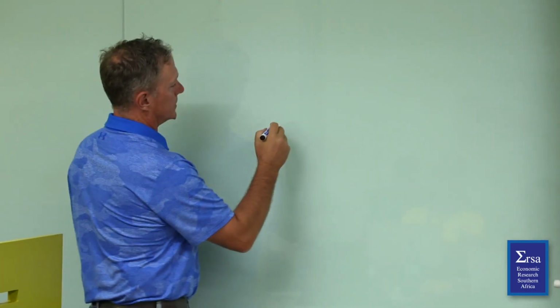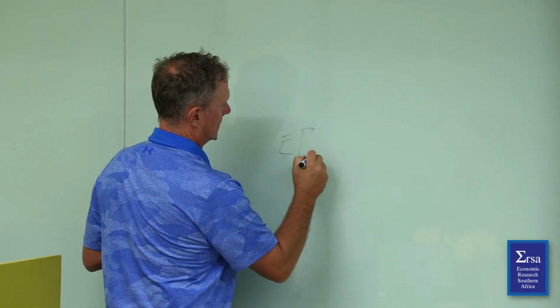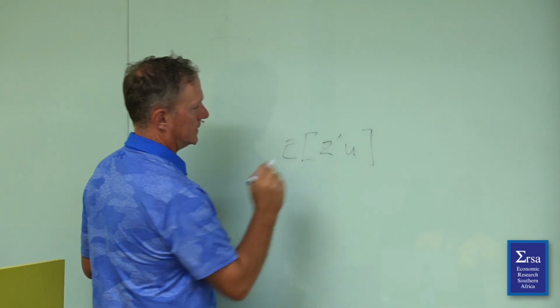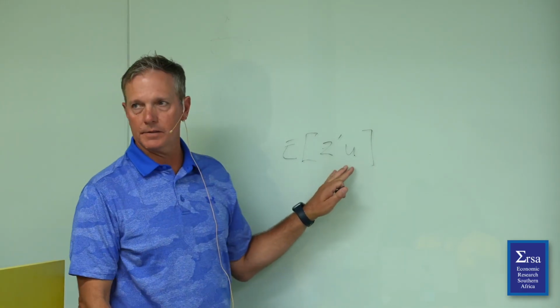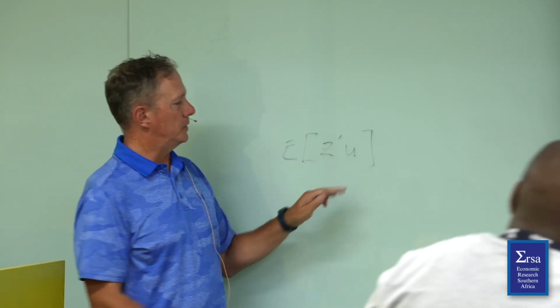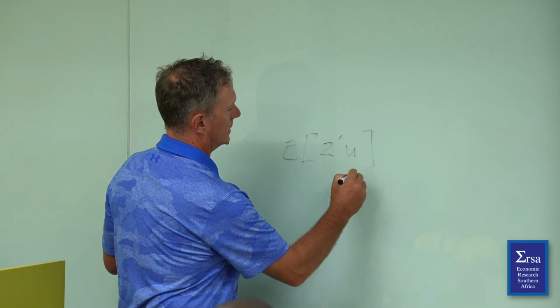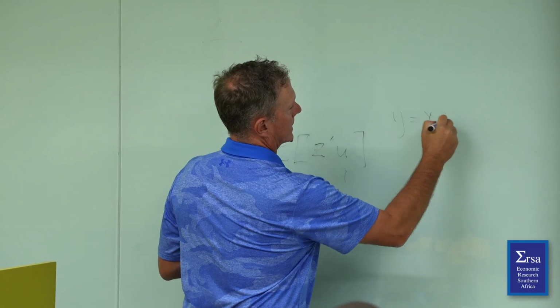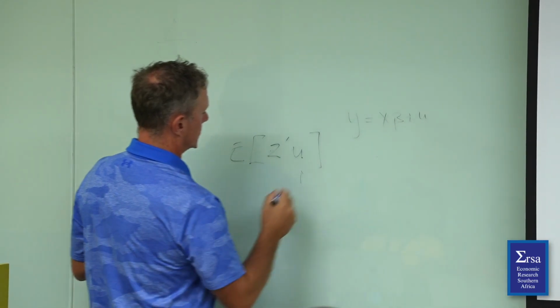So here's the exclusion restriction, essentially: that the instrument is uncorrelated with the error term. Okay? So if you've got a linear equation here, you think of y equals, say, x beta plus u. So you can replace this.